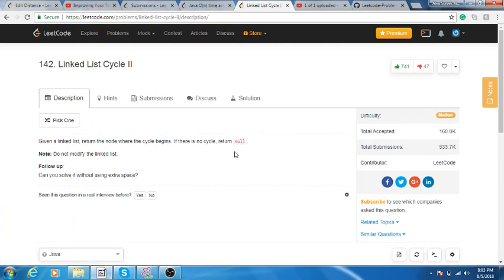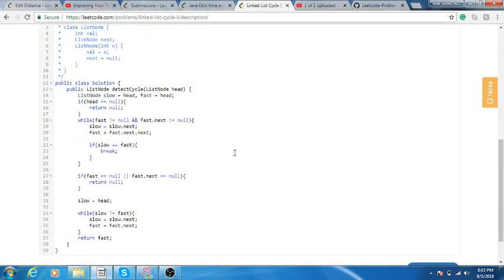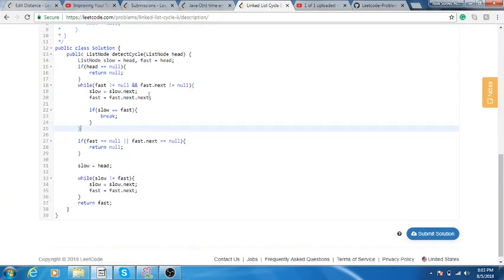I'll show you guys the code. So it's kind of the same as last time. We check if our head is null. If it is, we return null. So we have a fast and our slow. We want to move our fast by 2 every time and our slow by 1 every time. And if they're the same, then we're done.